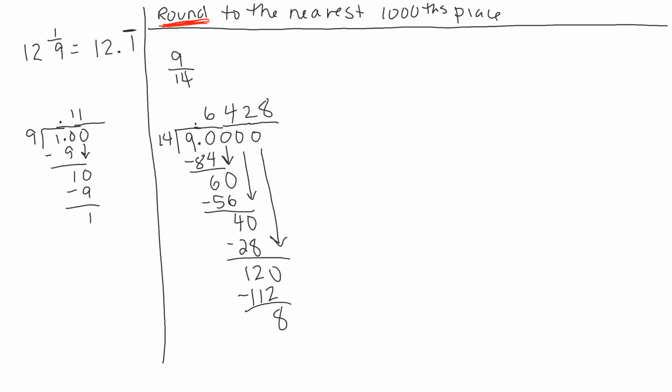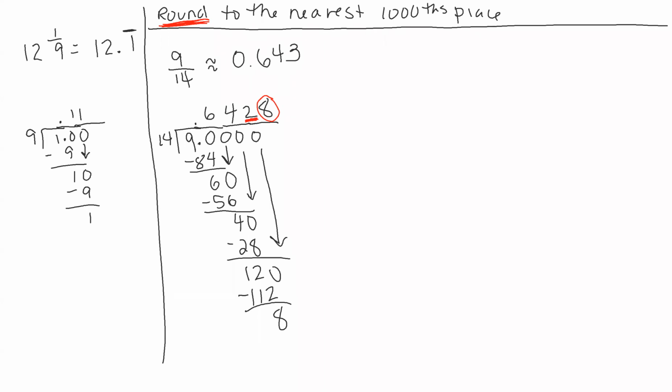The directions tell us to round, okay? So this digit right here to the right of our rounding digit would tell us that we would round up. So we would say 9/14 is approximately 0.643. Okay, the 8 tells us to round up. We add 1 to the 2, we drop the 8 off.